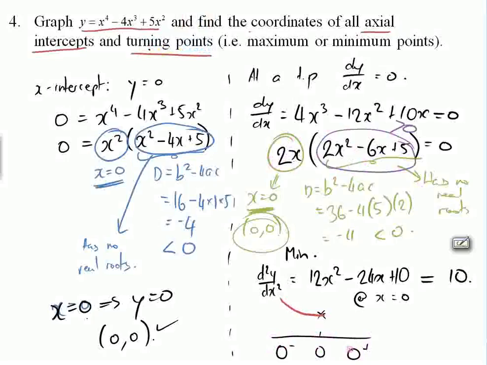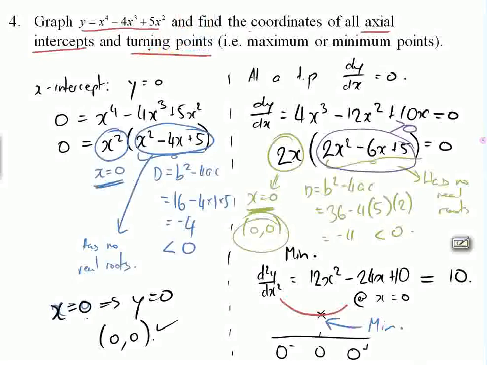Then what about after 0? When x is slightly positive, then 2x is positive. This is always positive, which means my gradient also will be positive. So I can say this point here will be a minimum. So two ways to figure out the same thing.